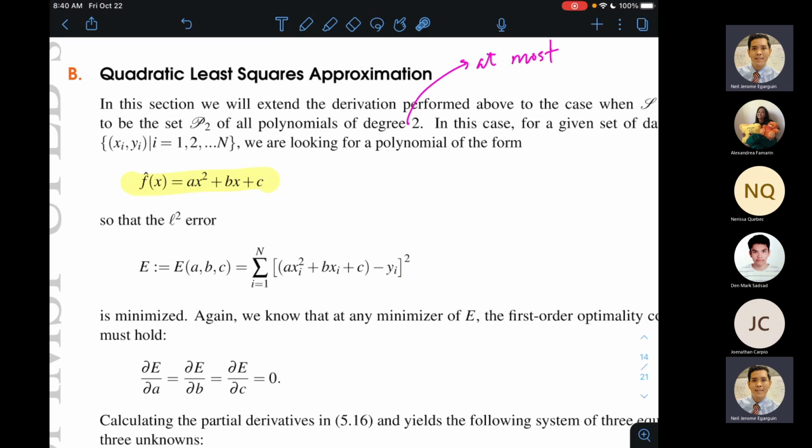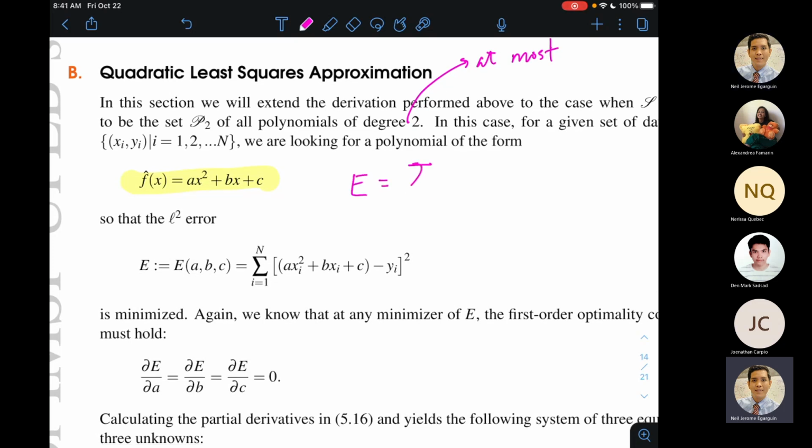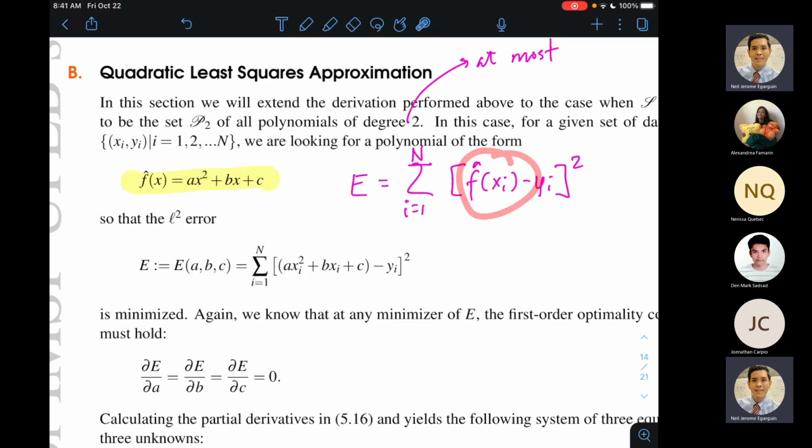data points. So mangyayari lang, remember, ang general formula natin sa squared error ay sum of f hat of x sub i minus y sub i squared, going from 1 to big N. All right? Palitan nyo lang si f hat ng ax squared plus bx plus c, then plug in x sub i's, so you get E.